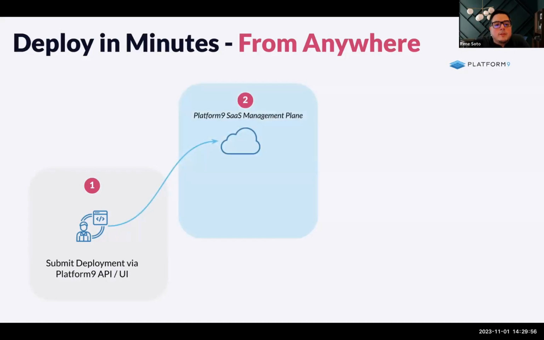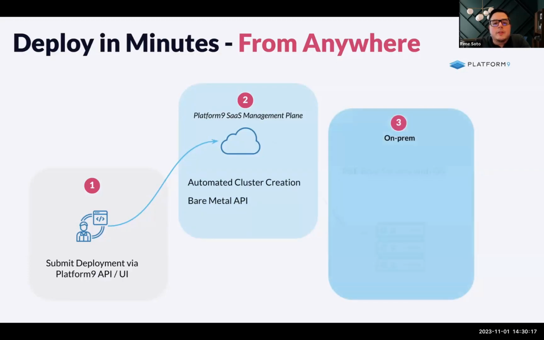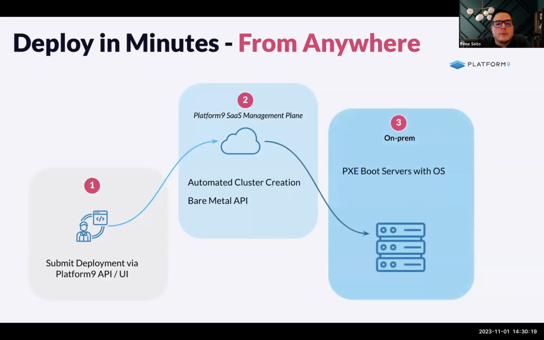At that point, once that deployment request makes its way to the Platform 9 management plane, it'll then automatically create the cluster, and it'll kick off the bare metal provisioning that's on-prem. So it'll PXE boot the servers with an operating system, and then it'll configure Platform 9 managed Kubernetes on top of it. So next thing you know, we'll have a fully functioning Kubernetes cluster.